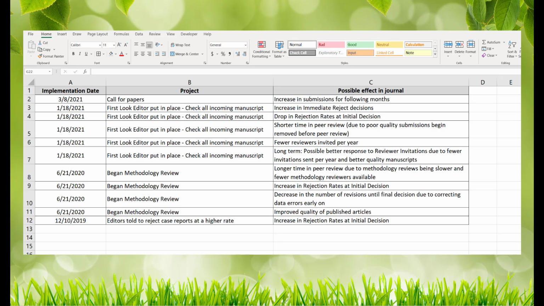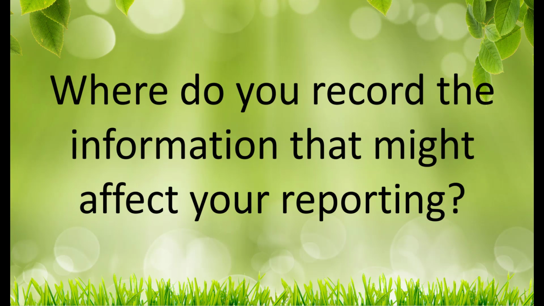Other things, like new editors came on in January. Did we see an effect in our turnaround times or the types of papers we were accepting? That's something else I'd want to record. So I think just finding a place that works for you to keep track of that information, and trying to remember to do it, making it a habit, will help you down the road with your reporting.